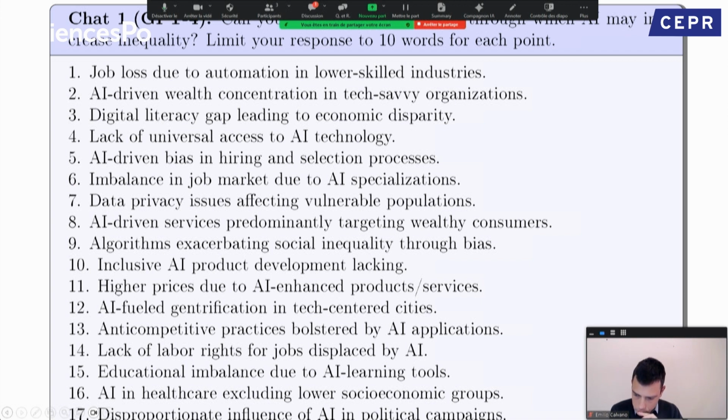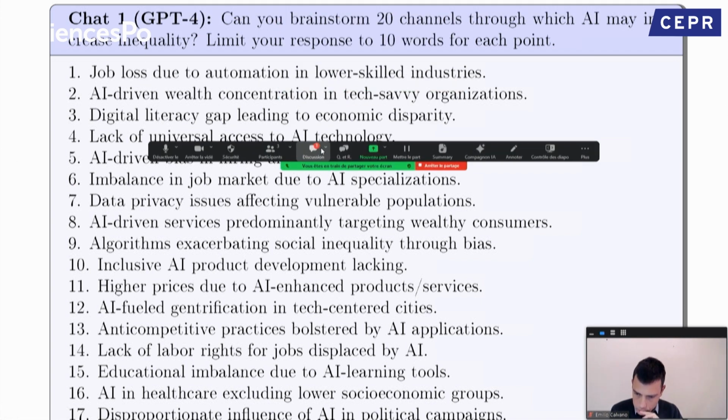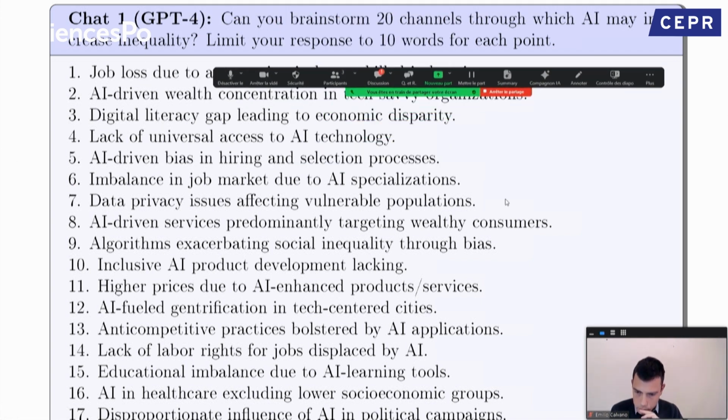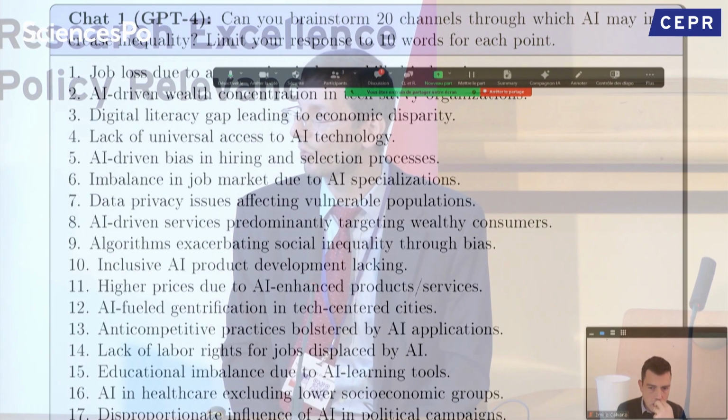I asked GPT-4, can you brainstorm 20 channels through which AI may increase inequality? And since it tends to write a whole paragraph about everything, I wrote, limit your response to 10 words for each point so that it fits into the journal, right? And it immediately listed, like within 10 seconds, 20 different channels.